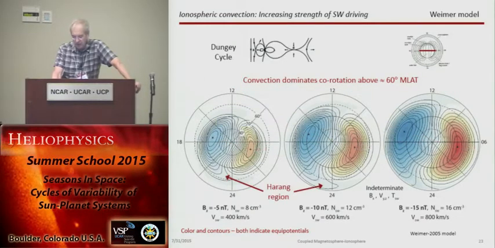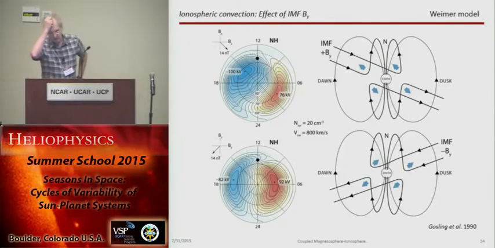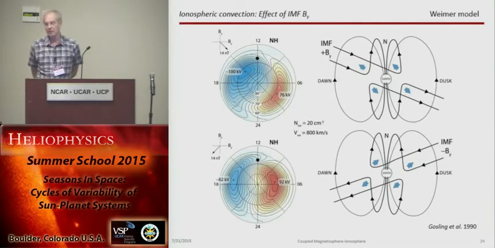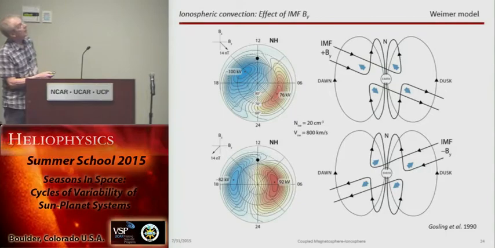I had a number of plots to show you, some more Weimer patterns and how things vary. I would like to say something about Carl's question, that it's not just due south IMF, what happens when there's another component. What you see here is a situation where there's a Y component to the IMF, 45 degrees in this case. The magnetic reconnection process doesn't occur right in the equatorial plane. It occurs at higher latitudes.